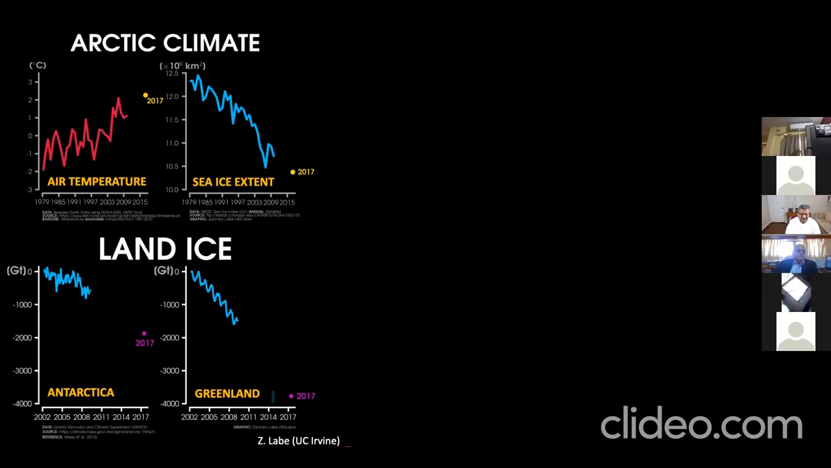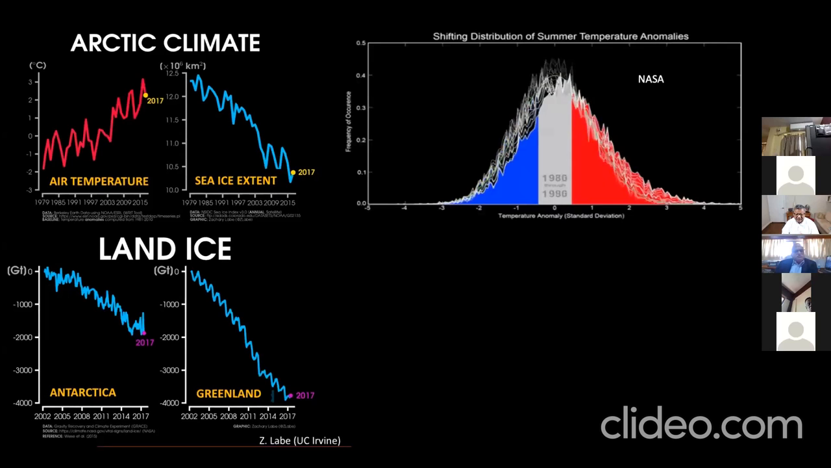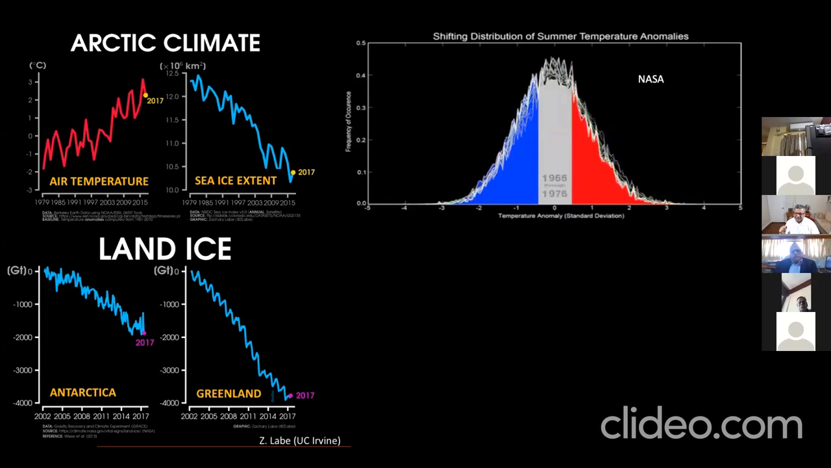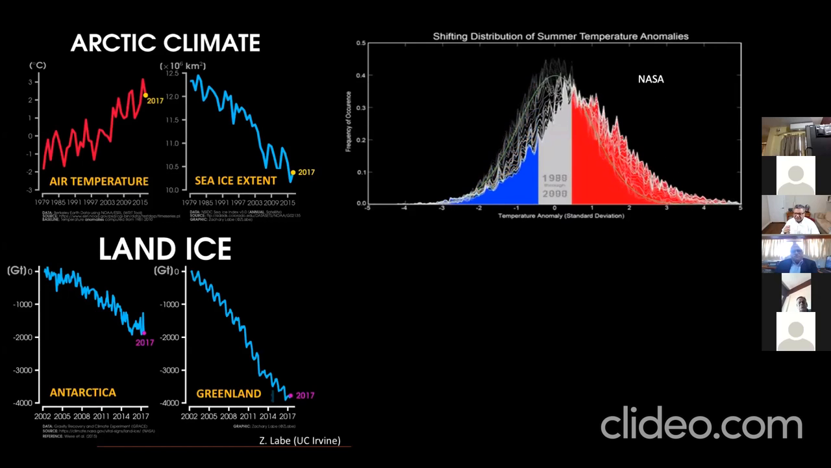The sea ice extent of the Arctic has gone down, and the sea ice extent and the land ice in Antarctica. If you think that these are the summer temperatures that are measured by NASA in the 1950s to now, some summers are hotter, some are colder. They follow this very nice Gaussian distribution, and the hotter are the red color, and the cooler summers are the blue color. And the x-axis is the standard deviation.